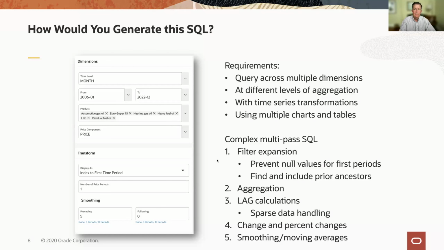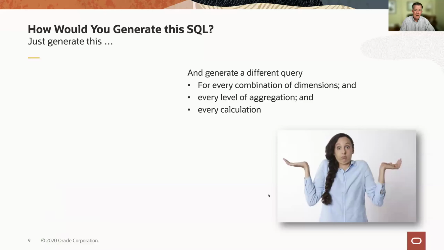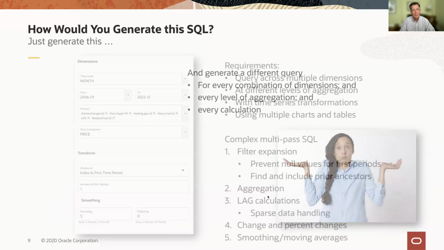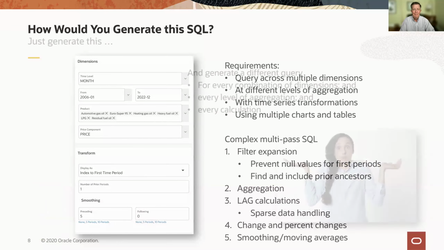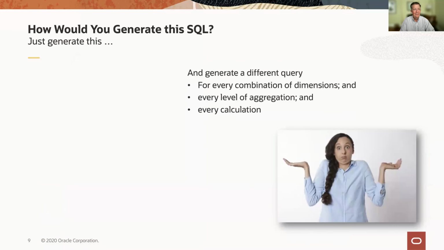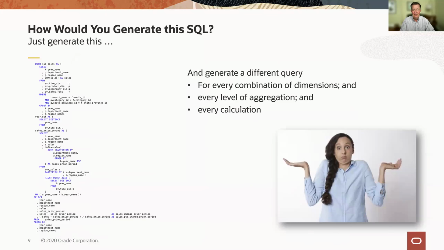Then, if it's at the month level, you have to find the year, then walk it back. It just gets really complicated. Then you have to aggregate. Then you have to do your lag calculations. Then you have to do the percent changes. And in this application, I'm also letting people do smoothing, right? Moving averages. So just imagine what that's like. It's really, really complicated.